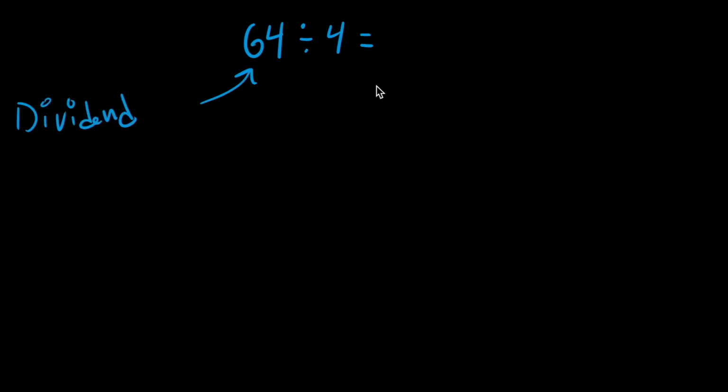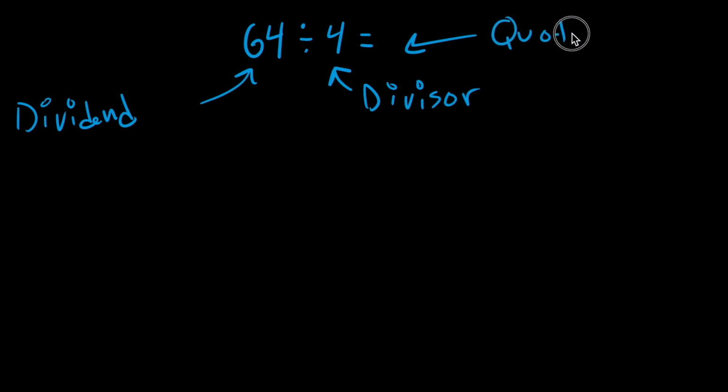I have 64 divided by 4 equals. This 64 is your dividend. The 4 is your divisor. And then your answer is your quotient. Quotient.